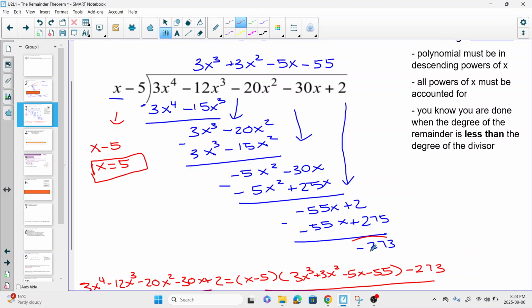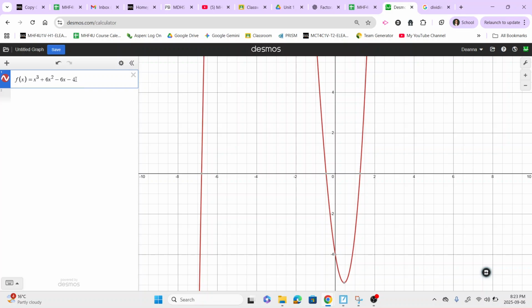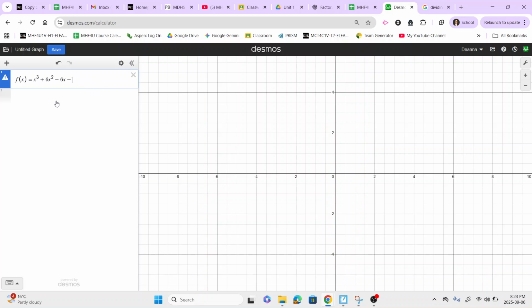Okay, so I believe I already entered this in Desmos. Maybe not. This is a different one. Let's put this in here. So we had 3x to the power of 4, plus 3x squared. No, to the power of 4.